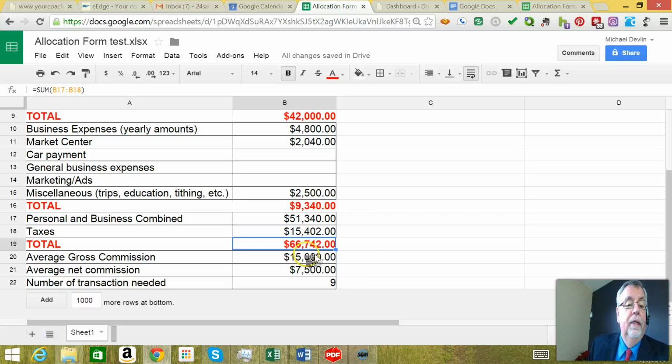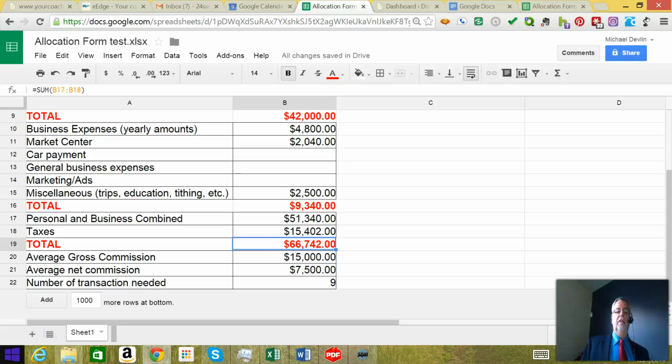Now, assuming that your average gross commission was 15 grand, which could be low. It's about a $600,000 sale, 2.5% side, which would be 15,000. And when you're starting off, and you have a transaction partner and are in the mentoring program, it's on a different split, and then that split changes.